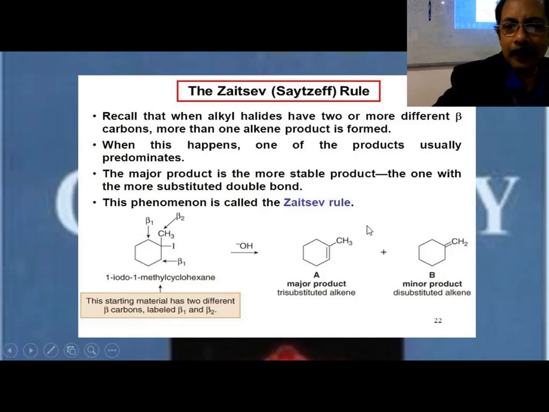So obviously this is preferred. So this particular product is found to be obtained. We are getting more of this product, and the minor product is this. Okay.